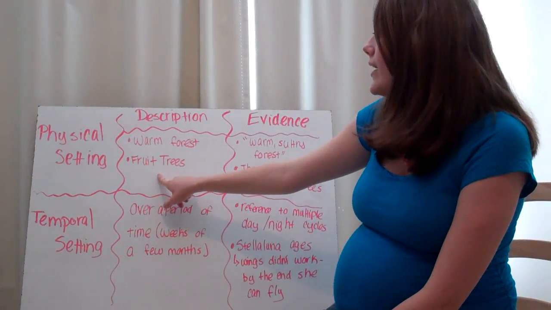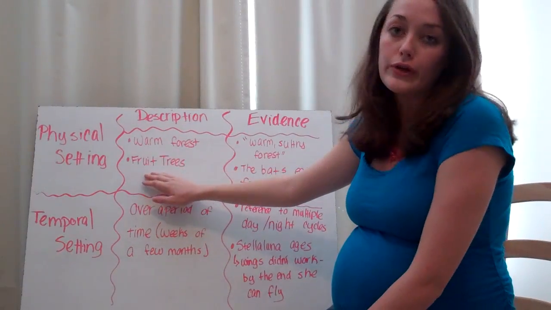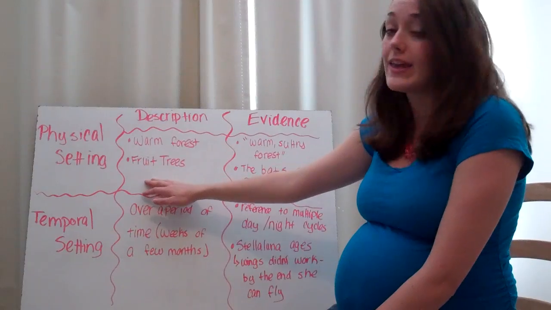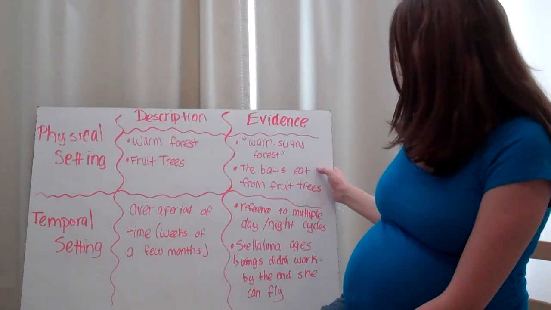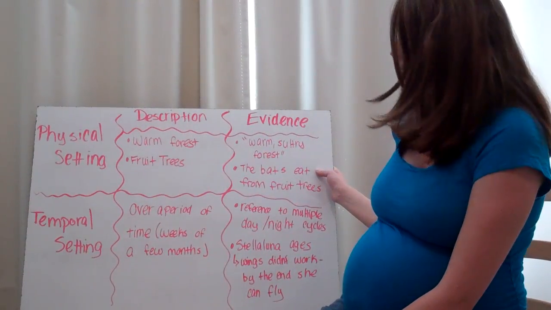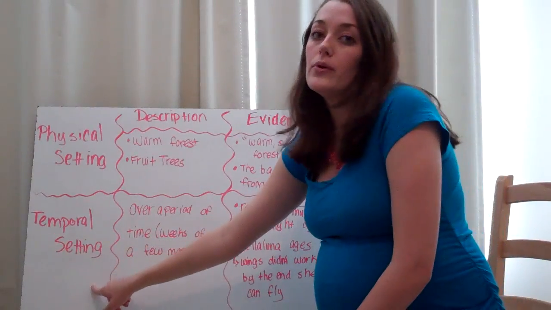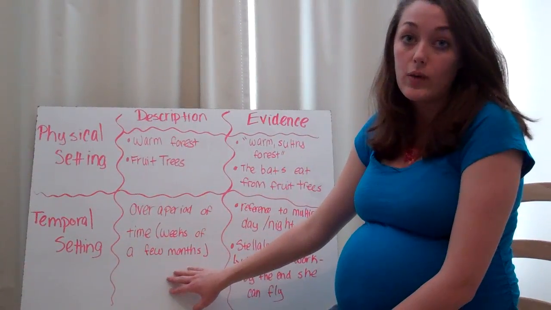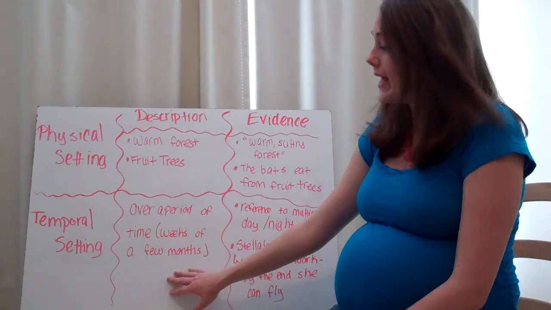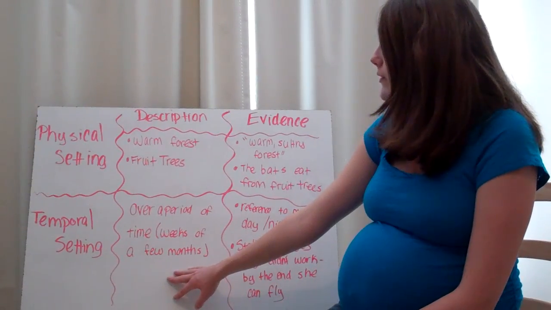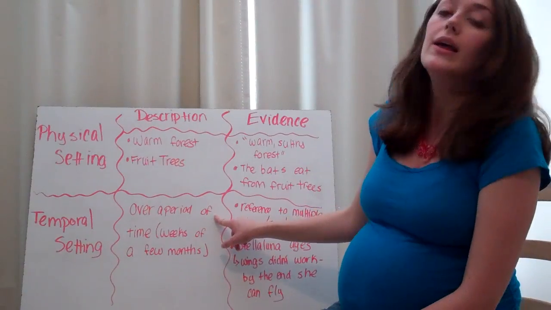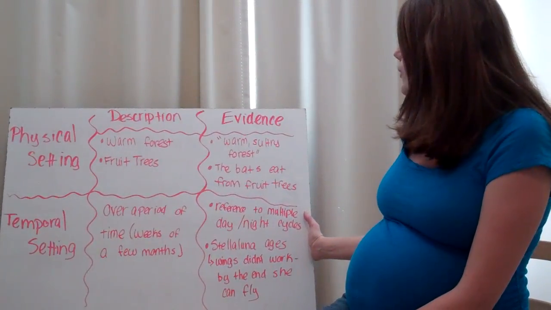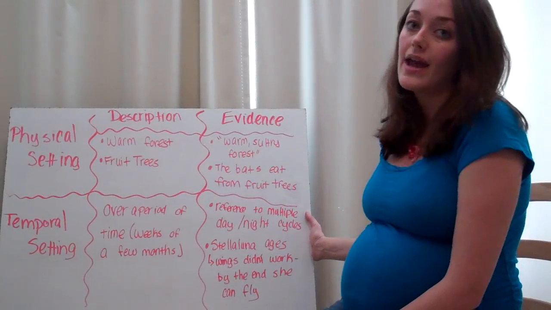We also know that this area has fruit trees. We're going to count this as part of our physical setting because it's significant to the characters. And we know this because the bats eat from the fruit trees. Our temporal setting, our time-based setting, we do not know in this story what year, what era it's happening in. We do, however, know that it happens over a period of time, likely a few weeks or a few months. Our evidence here is that there is a reference to multiple day and night cycles.